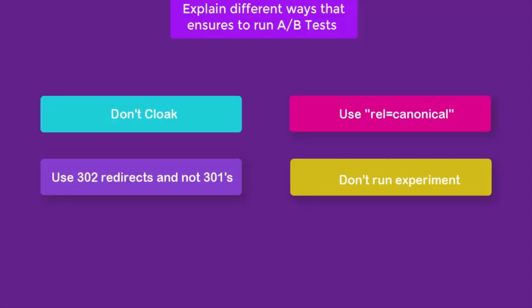Google suggests using the canonical element and not the noindex tag as it is more in line with its intention. Google recommends using the temporary redirection method, a 302, over the permanent 301 redirect. Please note that when your A/B test is completed, you should remove the variations as soon as possible, make changes to your web page, and start using the winning variation.